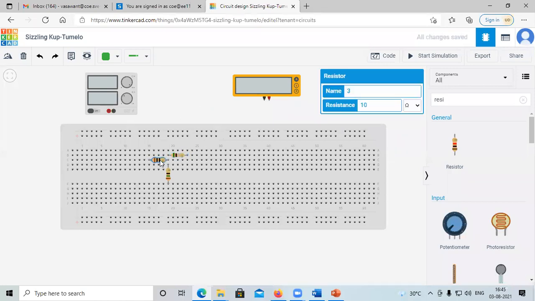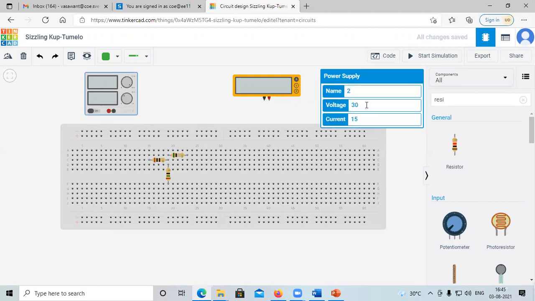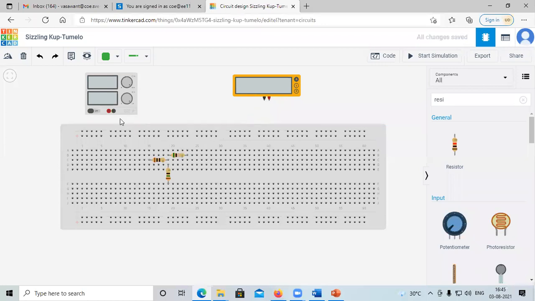Okay, बघा, value R1 is equal to 10 ohm, R2 is equal to 15 ohm, and R3 is equal to 5 ohm. One voltage source is required. I have taken one voltage. Set the value of voltage, it is nothing but 50 volt. 50 volt set केलं.